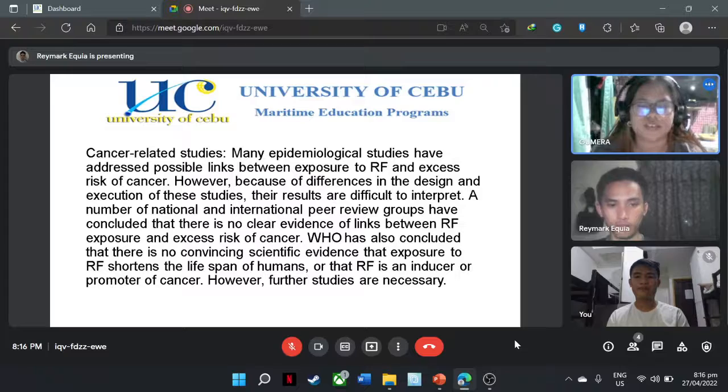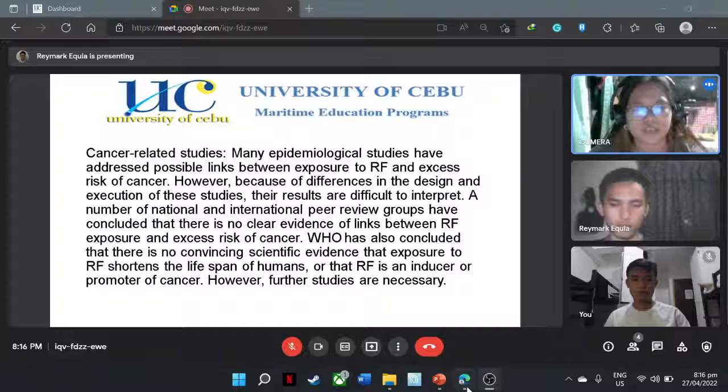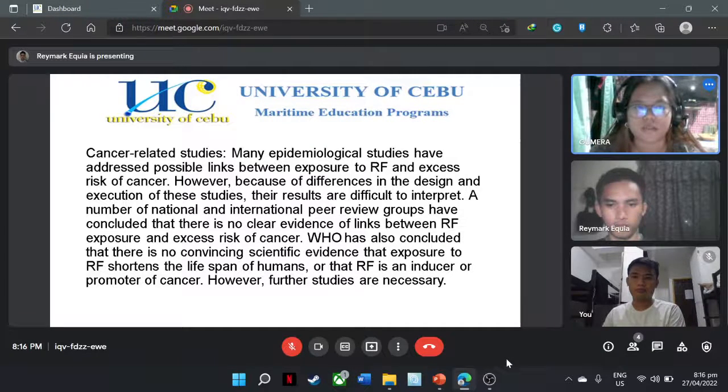Cancer-related studies. Many epidemiological studies have addressed possible links between exposure to RF and risk of cancer. However, because of differences in the design and execution of these studies, their results are difficult to interpret. A number of national and international peer review groups have concluded that there is no clear evidence of links between RF exposure and excess risk of cancer.